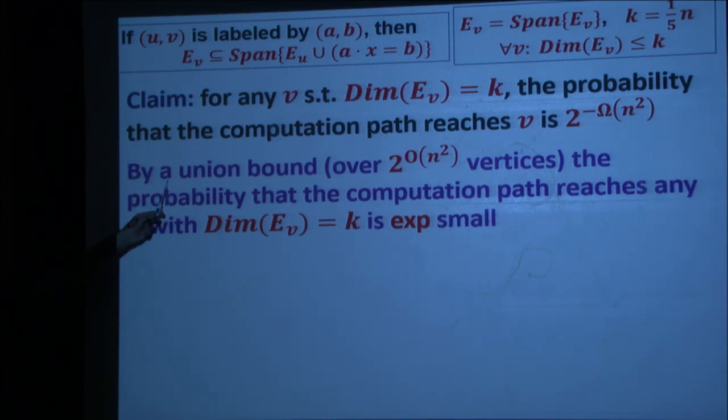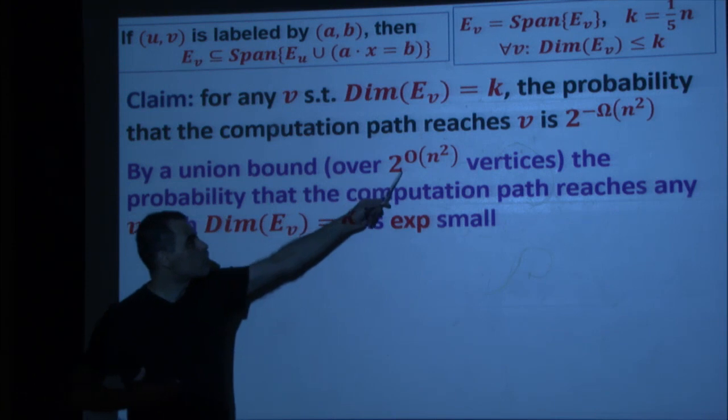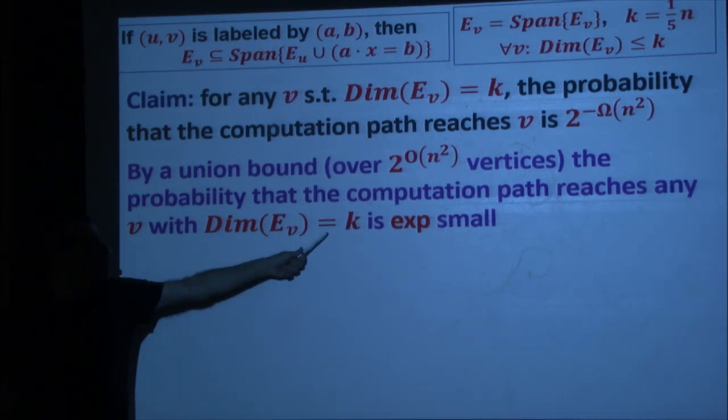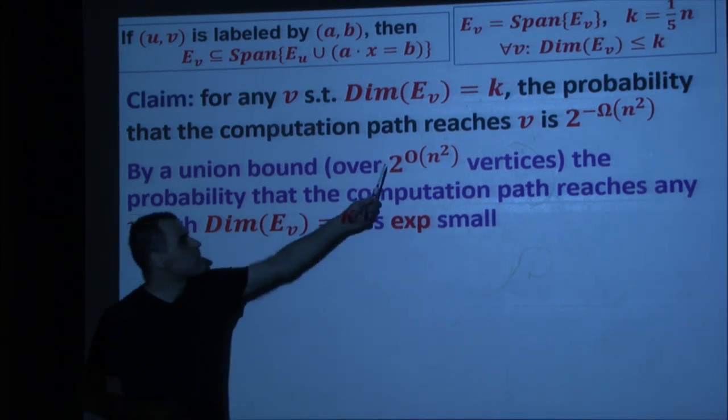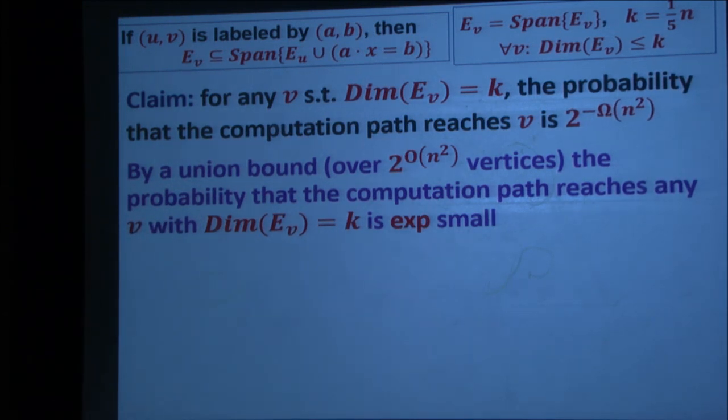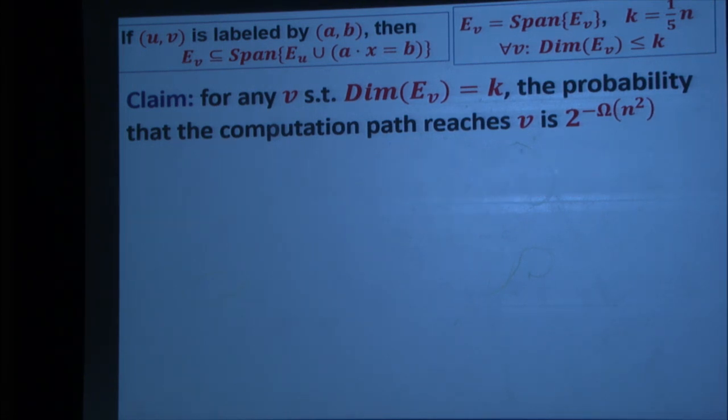Now, if you have this claim, you do a union bound over all the vertices of the branching program, over 2 to the epsilon n square vertices, and you get that the probability to get to any vertex with dimension EV equals K is exponentially small, and this is because you take here epsilon to be smaller than what you will get here. Okay, so this actually completes the proof, except that you need to prove the claim. You need to show that for any vertex V with dimension EV equals K, the probability to get to this vertex is 2 to the minus omega n square.